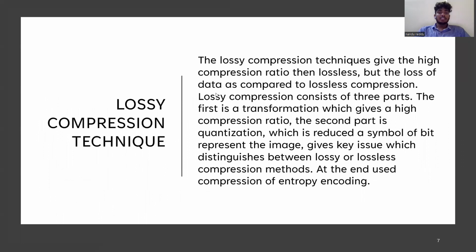Lossy compression technique. Lossy compression gives a higher compression ratio than lossless, but the loss of data is greater as compared to lossless compression. Lossy compression consists of three parts. The first is transformation, which gives a high compression ratio. The second part is quantization, which reduces the number of bits that represent the image, a key issue which distinguishes between lossy and lossless compression methods. At the end, we use compression for entropy encoding.